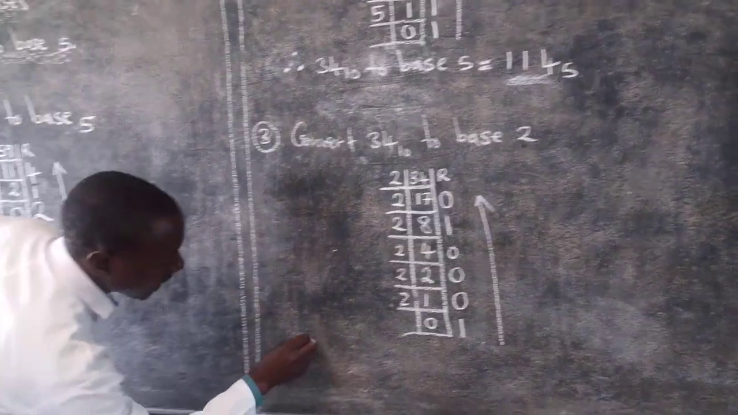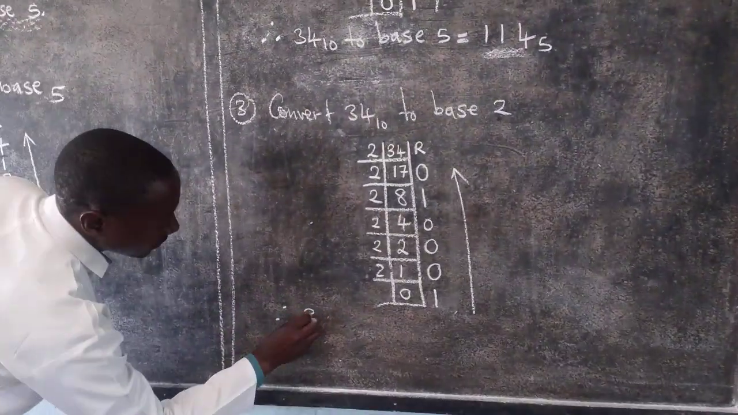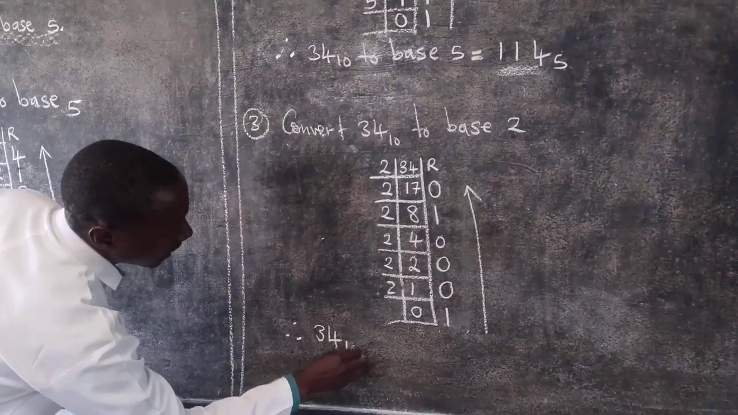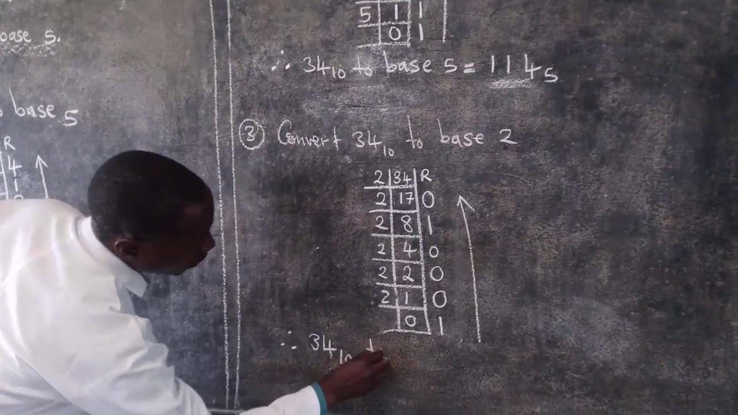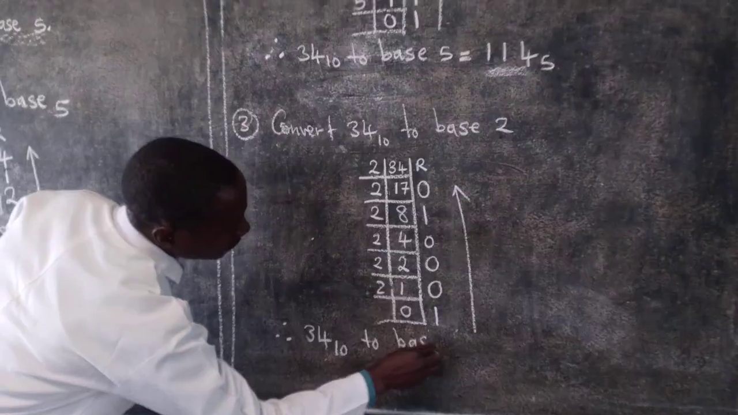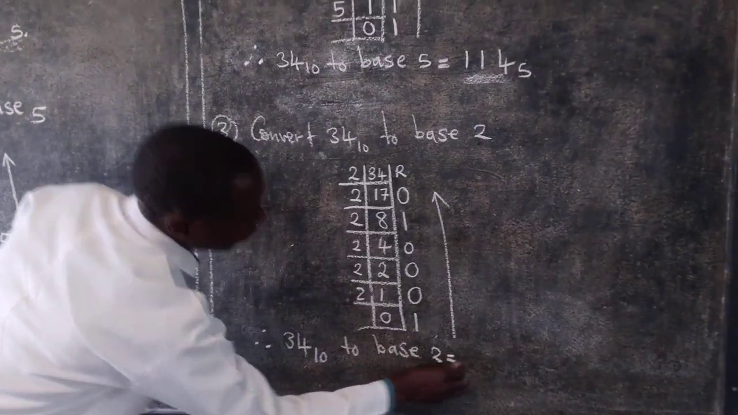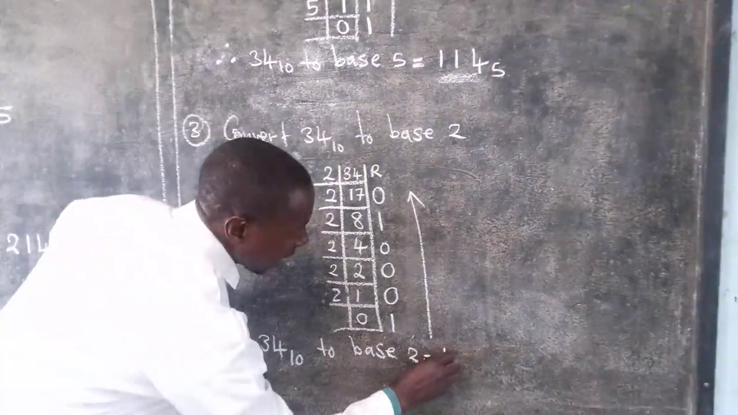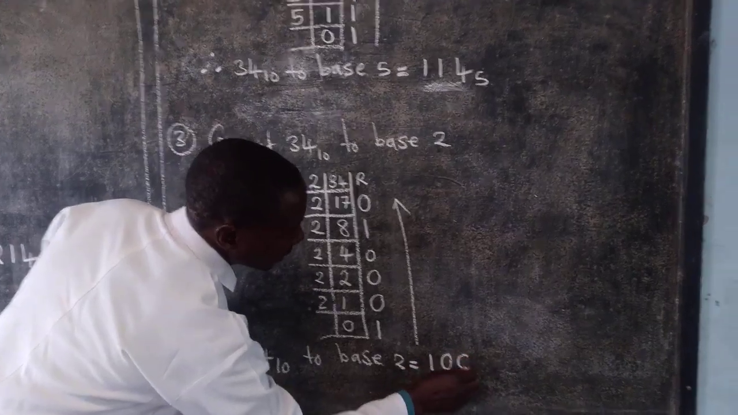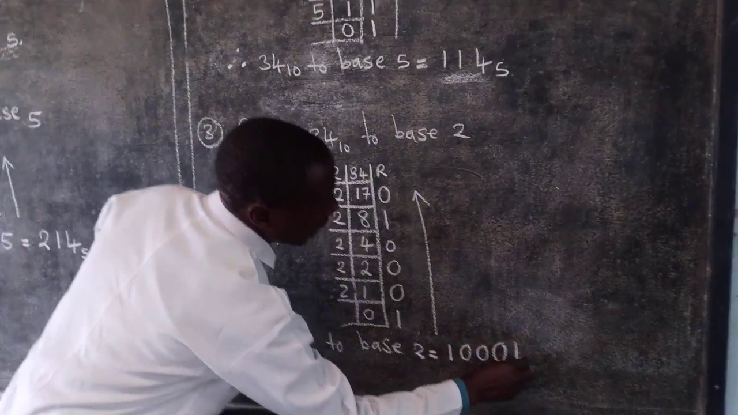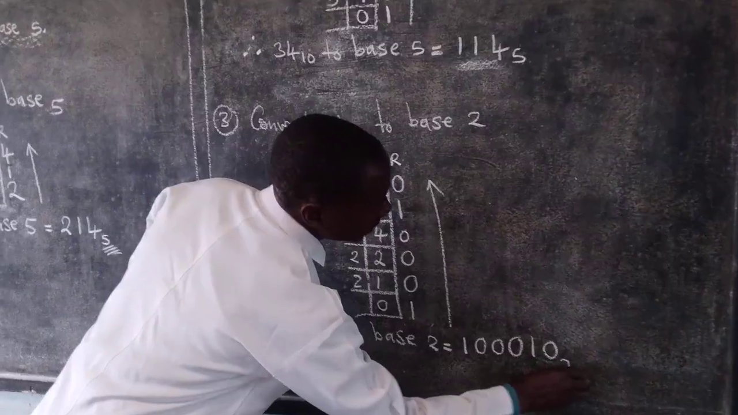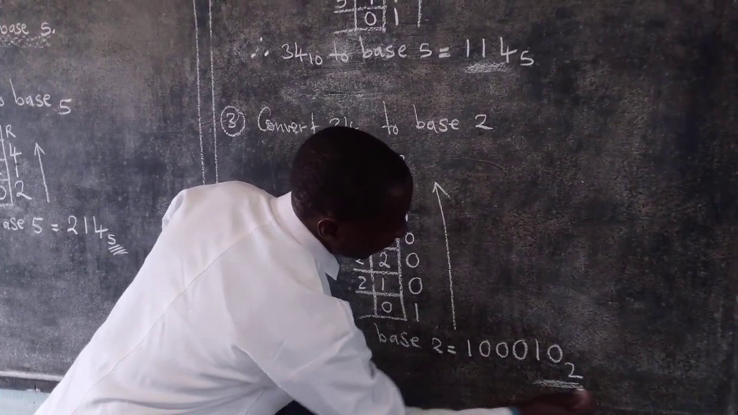Therefore, 34, which is in base 10 to base 2, is equal to 1, 0, 0, 0, 1, 0 in base 2. This is the final answer.